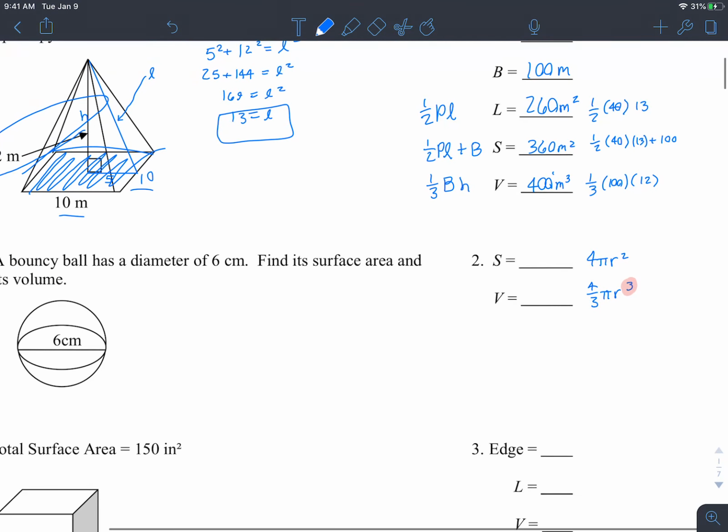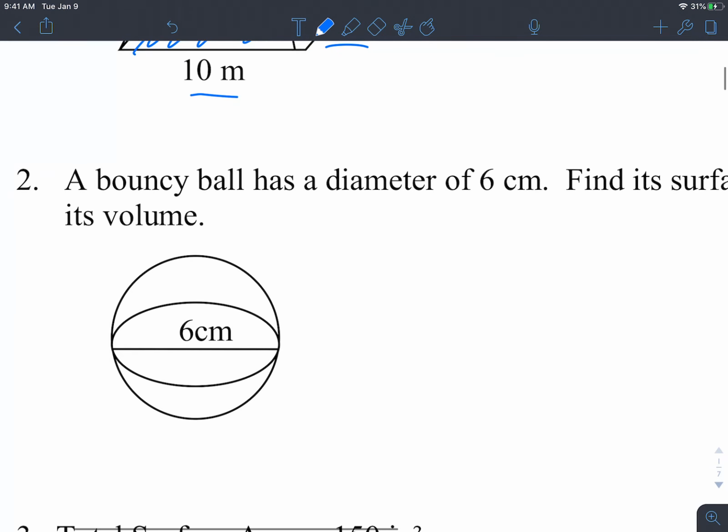And then let's go see what our dimensions are. If the diameter is 6, that means the radius is going to be 3, so it's 1/2 of that.